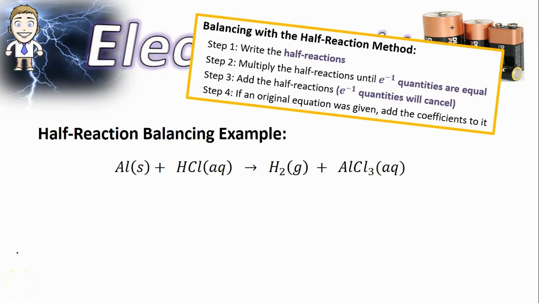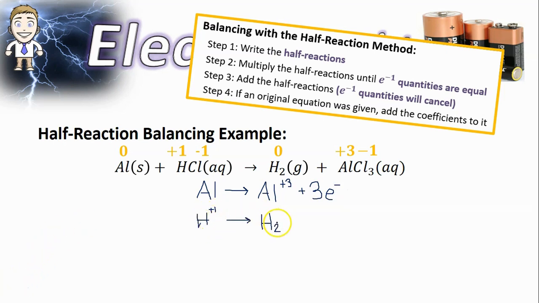And let's take a look at one more slightly more complicated example, beginning by writing the half reactions, which requires me to assign oxidation numbers. You can see them in yellow. So one of the half reactions is going to be aluminum 0 changing to aluminum plus 3. It's getting more positive by 3, so losing 3 negative electrons. And the other half reaction is H with a plus 1 changing into H2 with a 0.